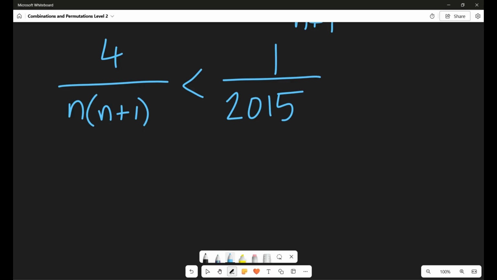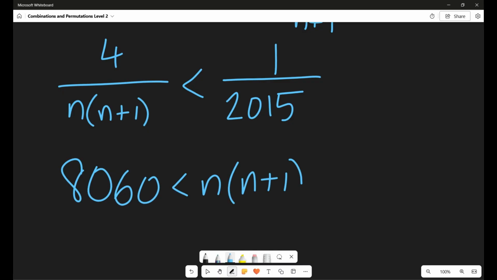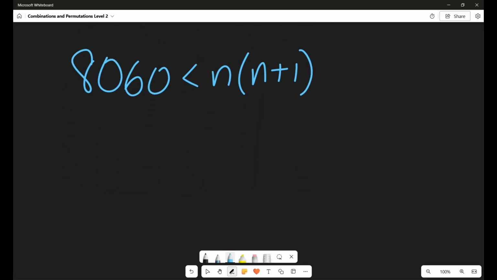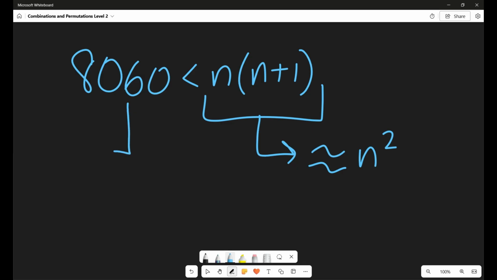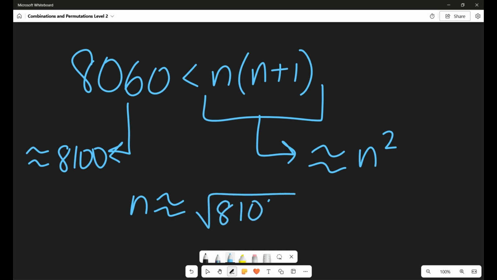Now, cross-multiplying, or getting rid of the fractions, gives 8060 is less than n times n plus 1. What we notice here is that our right side is somewhat close, a little bit larger than n squared. And our left side is almost 8100. So that tells us that n is going to be somewhere close to the square root of 8100, which is equal to 90. So we can test some values.